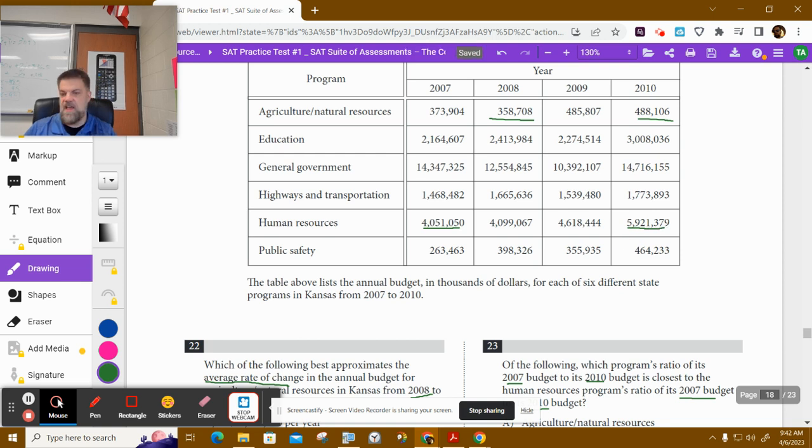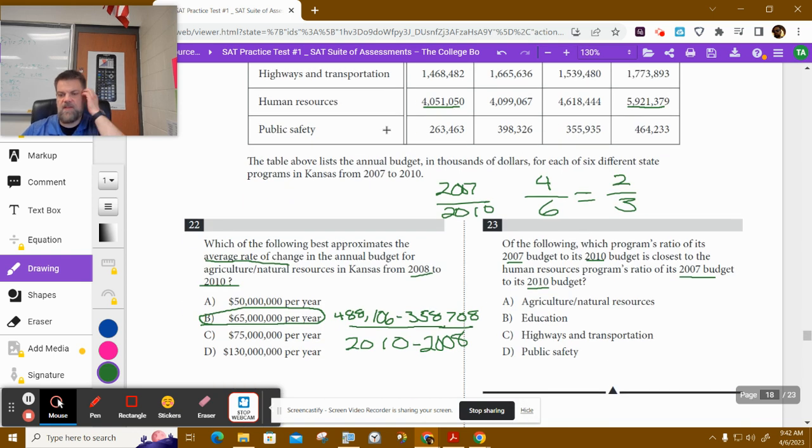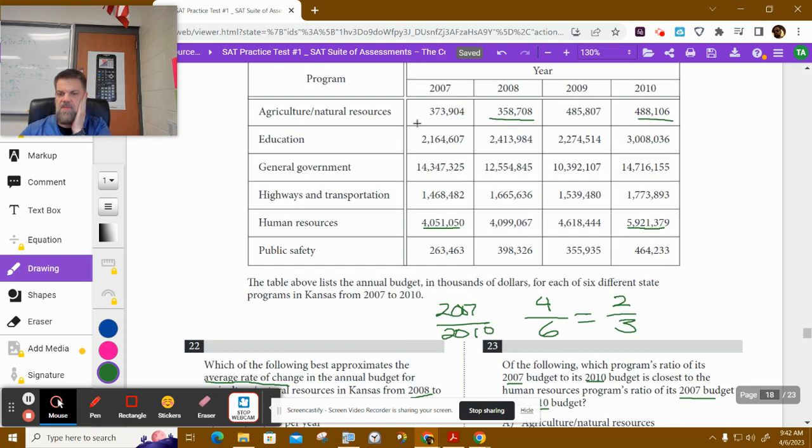All right. Now what you could do, you could approximate that if you wanted to. This is very close to 4, and this is very close to 6. That reduces down to 2/3. Right? This is 2007 over 2010. That's what ratio means, right? So now one of them is very similar. So you got to look at this.